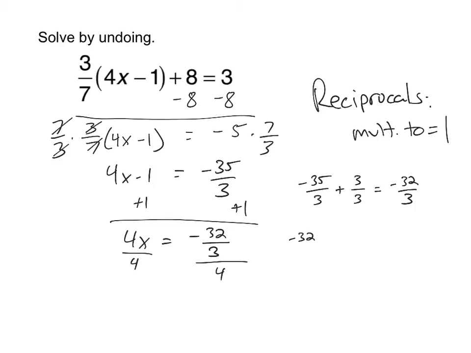Remember, when you divide a fraction, you're really multiplying by the reciprocal. So if we multiply the bottoms and multiply the tops, we're going to get -32 over 12. And you want to reduce that? Let's see, it reduces to -16 over 6 if we divide by 2. Or how about -8 over 3?